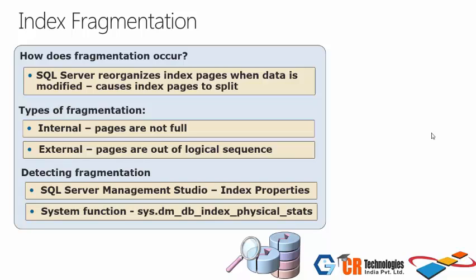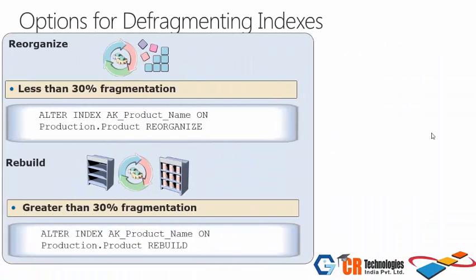To detect the fragmentation, you can either use the properties of the index in Management Studio, like I showed you, or you can use the DMV sys.dm_db_index_physical_stats, which I also showed you a query for. Now, you can reorganize your index if the fragmentation is less than 30%. The command to reorganize your index is on the slide deck right now, so you can use that command.